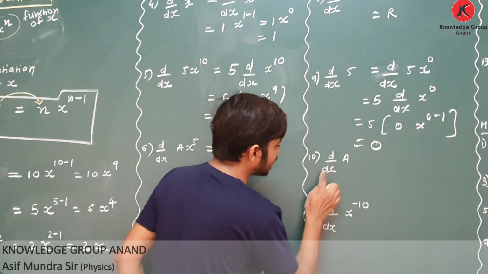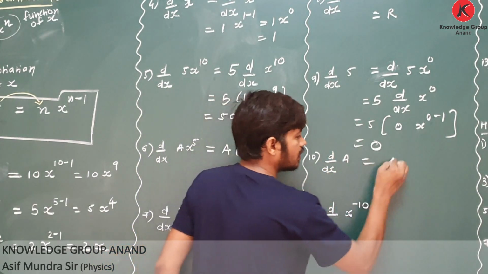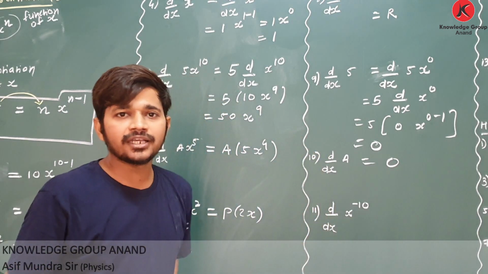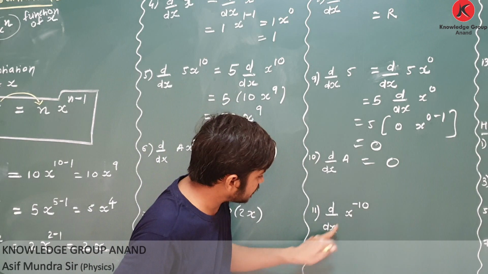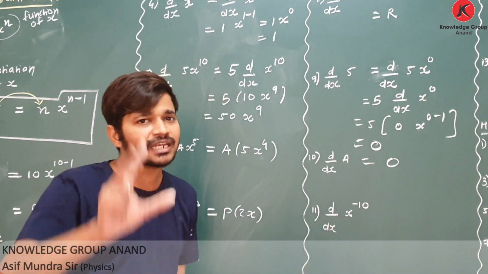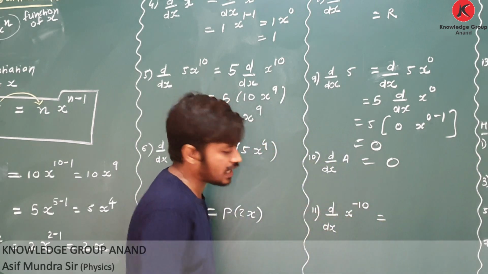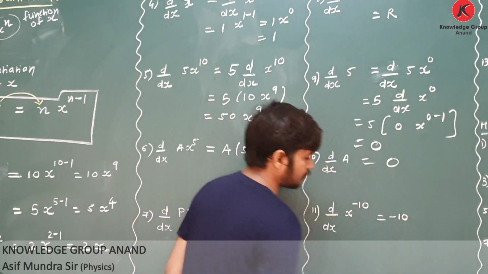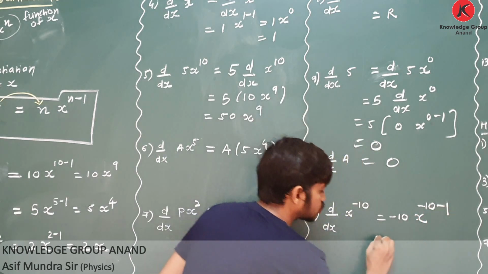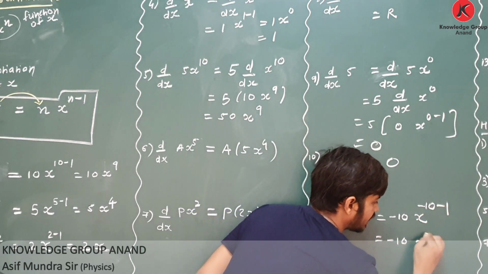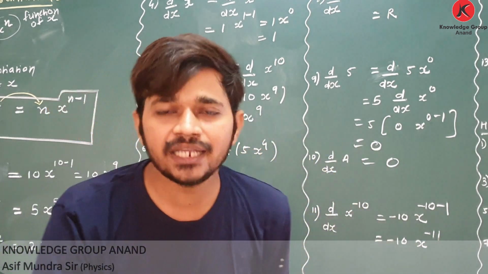Similarly, what is d upon dx of a? If a does not depend on x, again it is 0. Now d upon dx of x raised to minus 10. When you are given a minus power, you apply the general formula: minus 10 as coefficient, and x raised to minus 10 minus 1, so it is minus 10 x raised to minus 11.